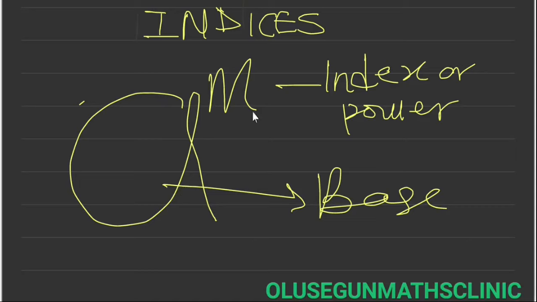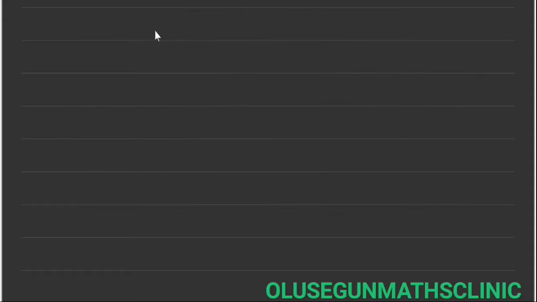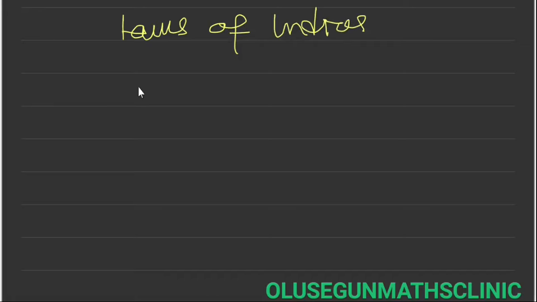So, there's something common that we need to know about indices. We call it the rules of indices or laws of indices. So, I will not repeat all this any longer because M is index or power, and A is base. This is what indices is based on. So now what talks about laws of indices.